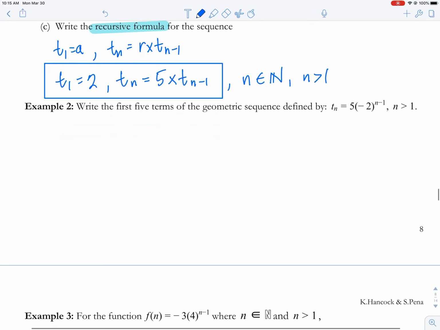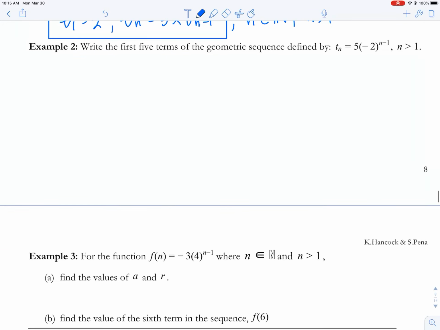Example 2. Example 2 says, write the first 5 terms of the geometric sequence defined by t_n equals 5 times minus 2 to the n minus 1. I'm going to show you 2 different ways of doing it. So the first way is just by subbing in. So this way will work every single time. It's not as quick, but you don't have to think quite as much.